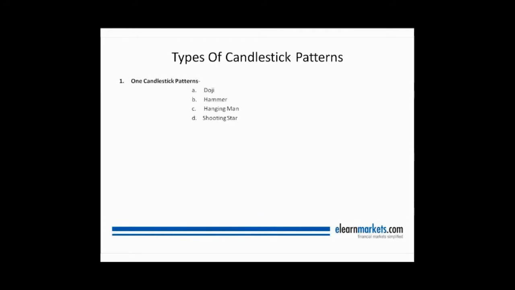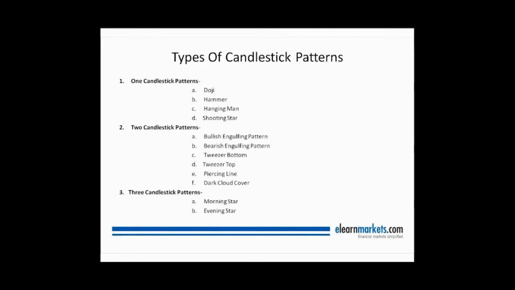Let us understand what are the different types of candlestick patterns. I have divided the candlestick patterns into 3 subcategories: 1 candlestick pattern, 2 candlestick patterns, and 3 candlestick patterns. The 1 candlestick patterns are doji, hammer, hanging man, and shooting star. Under the 2 candlestick patterns, we would be covering bullish engulfing pattern, bearish engulfing pattern, tweezer bottom, tweezer top, piercing line, and dark cloud cover. Under the 3 candlestick patterns, we would be covering the morning and the evening star.